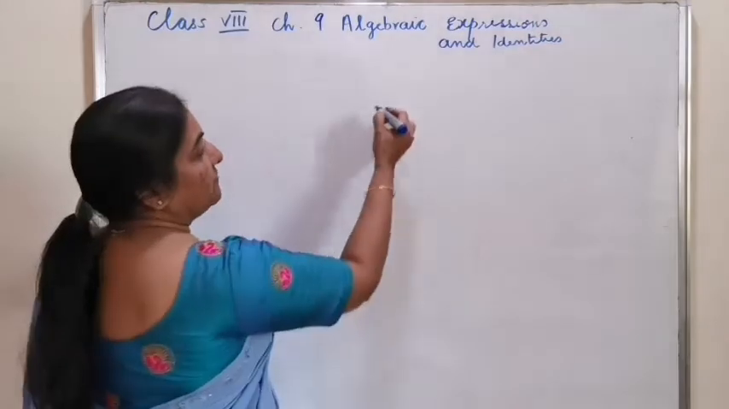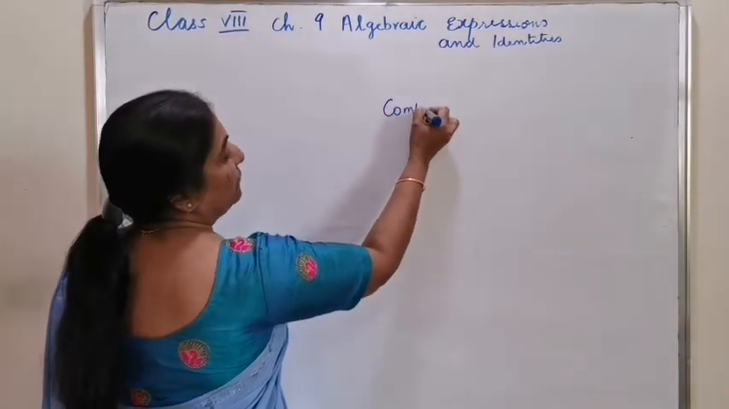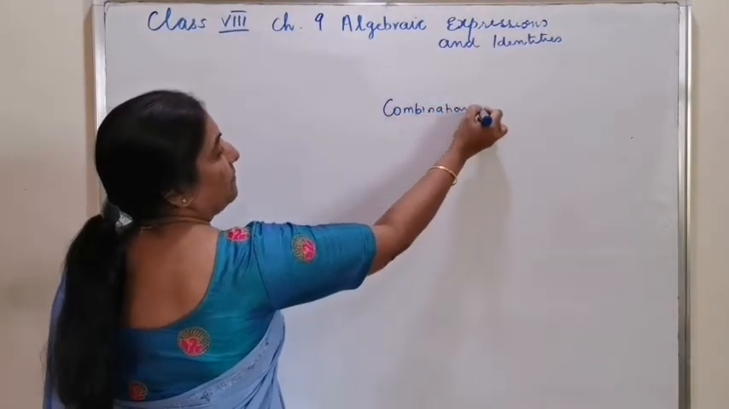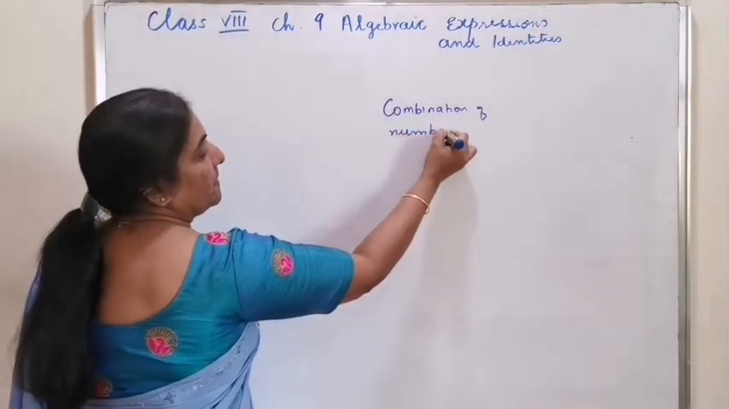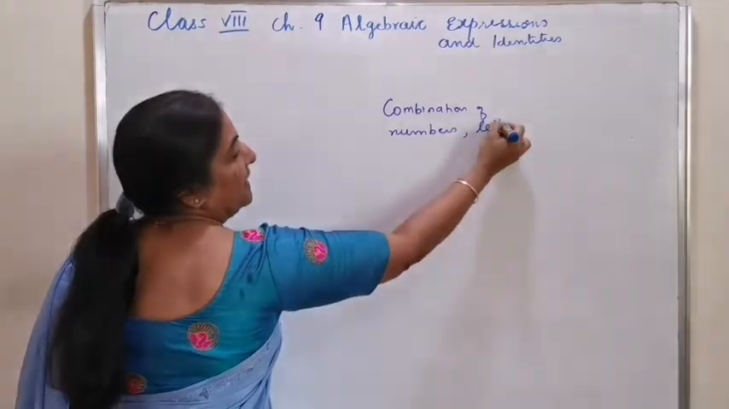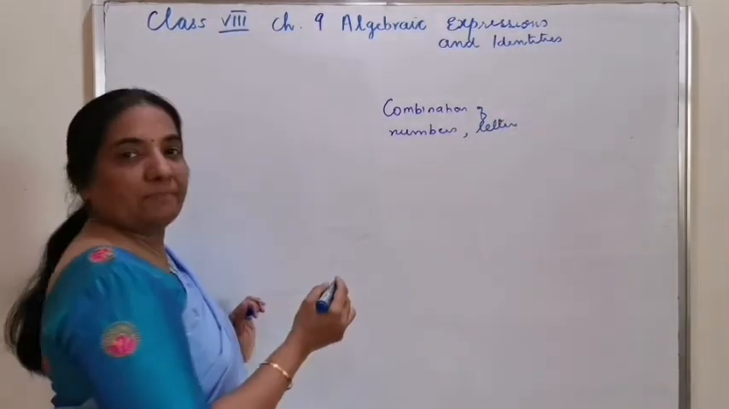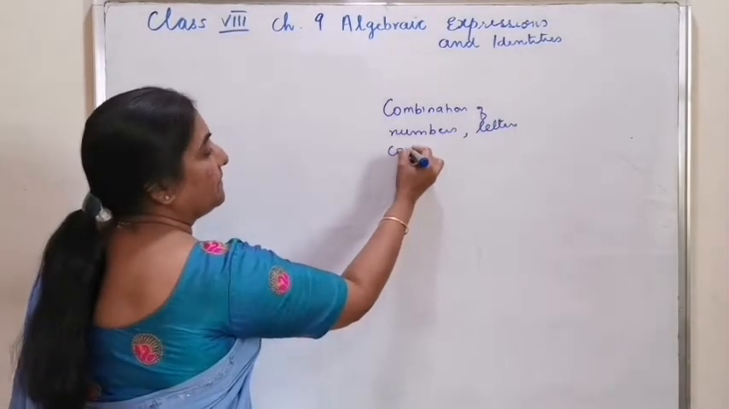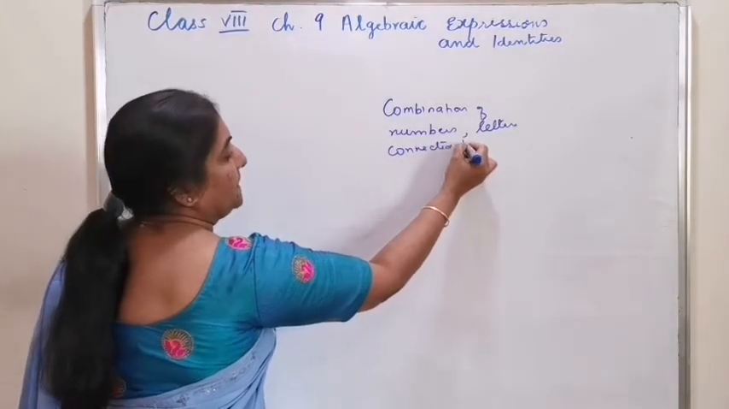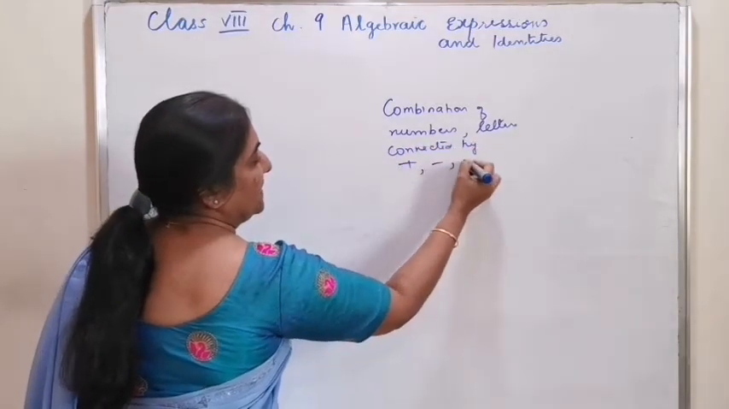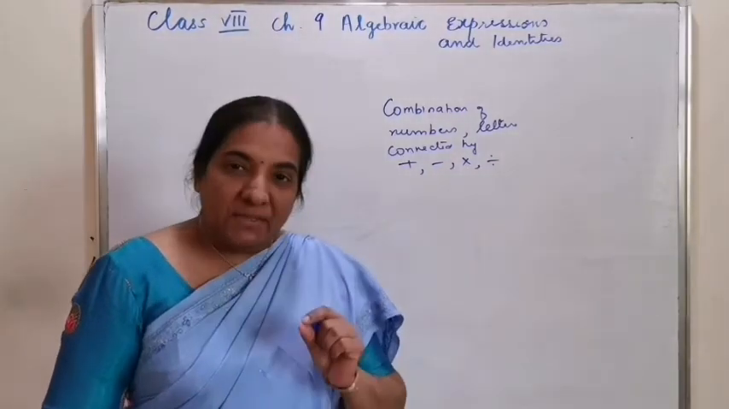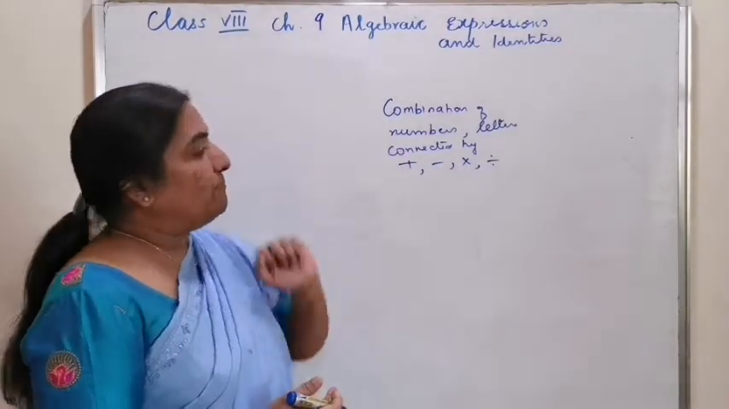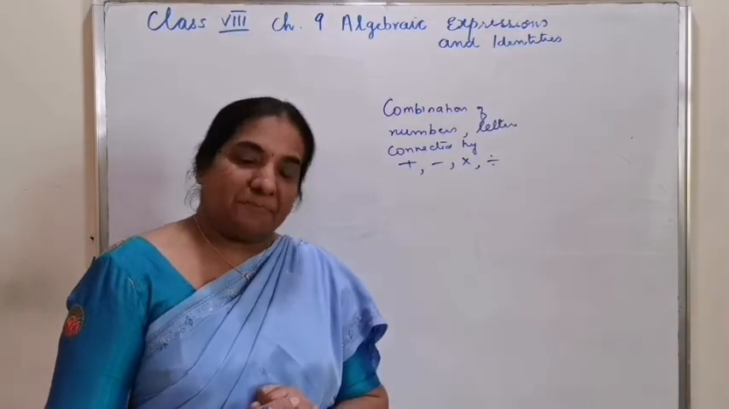When you have a combination of numbers as well as letters connected by addition, subtraction, multiplication and division, we call that combination as an expression.